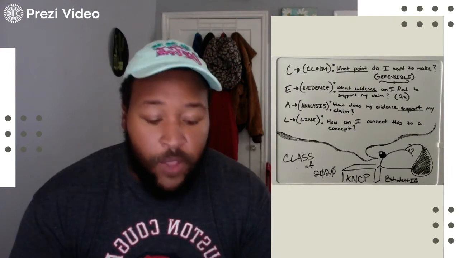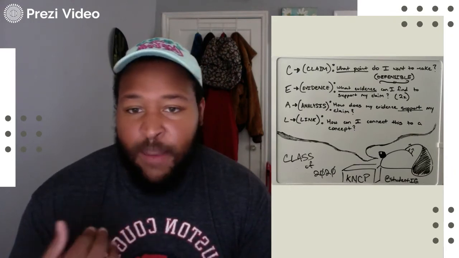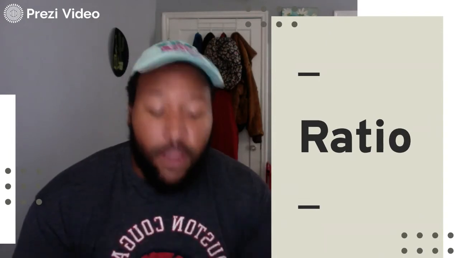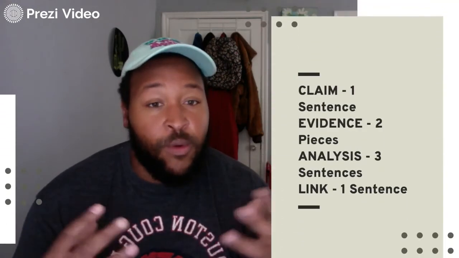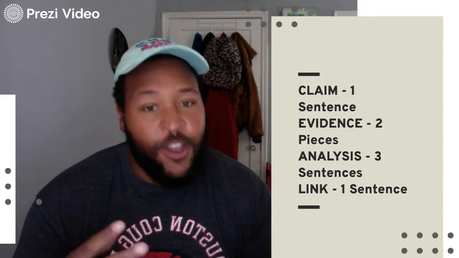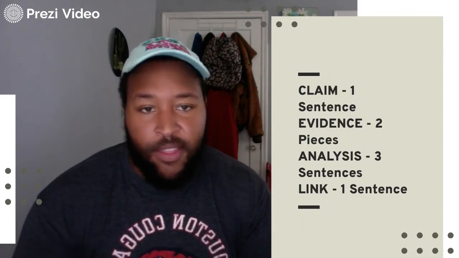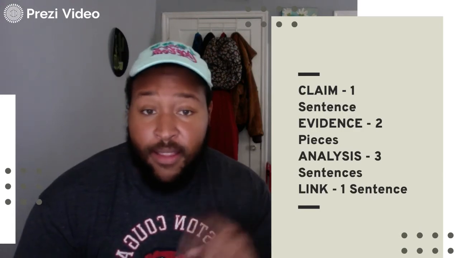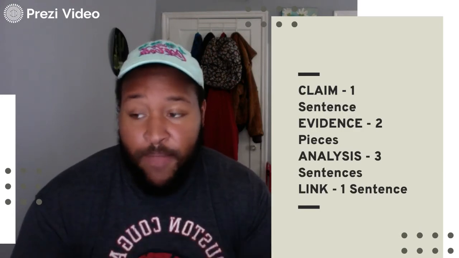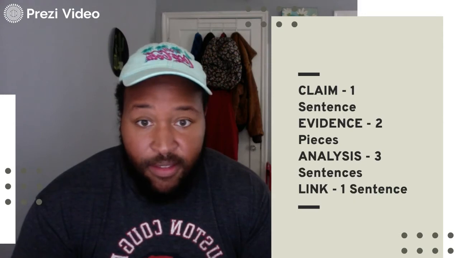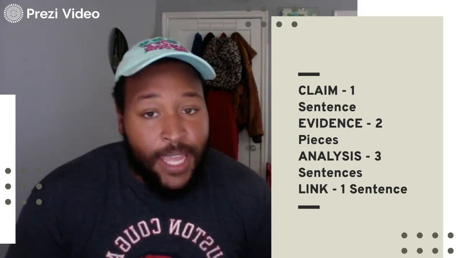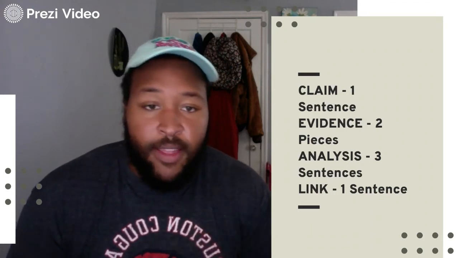Really, really quick, I want to hit a ratio thing and then I'm out of here. So with respect to ratio, remember, your paragraphs need to follow not only this structure, but they need to have some sort of shape to them. And this is a really easy shape. So you're going to want one sentence in your claim. Now, you might get a claim that's two sentences because of grammatical structure, things like that. But typically speaking, you want to be able to get your idea in one sentence.